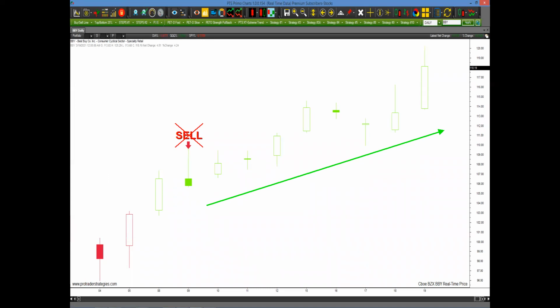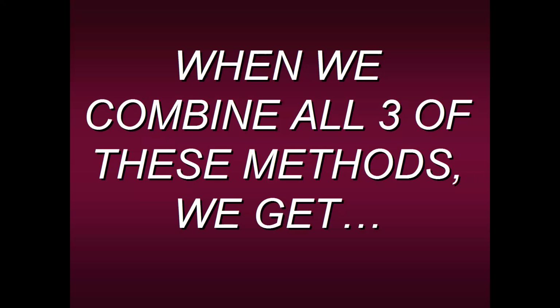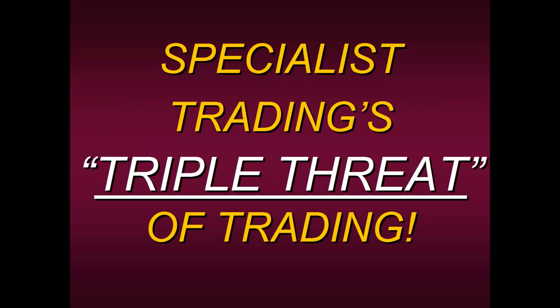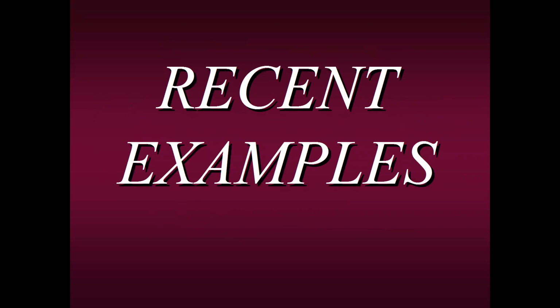So there you have the 3 components of consistent trading. And when we combine all 3 of these components, we get what we call specialist trading's triple threat of trading. So now that you understand the process, now that you see how simple it is with these 3 highly consistent methods and techniques, let's look at some recent examples, okay? Most of these happened within the last month. Some of them happened within the last few days.